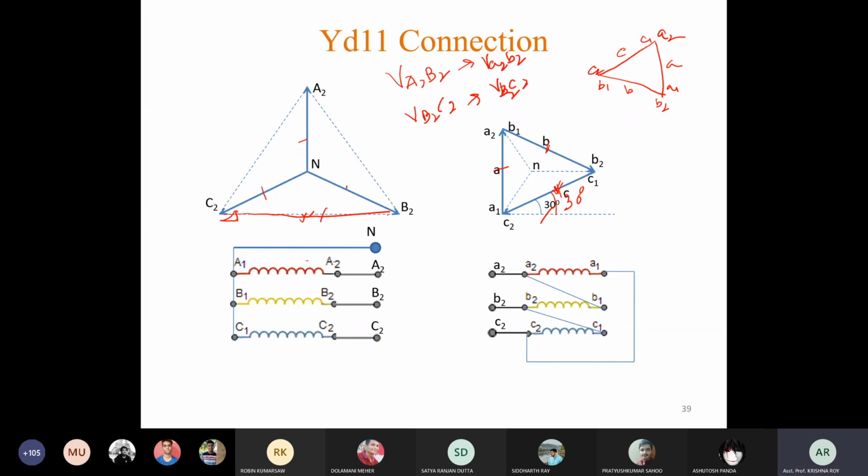So if you draw it here, then this angle will be 30 degree. So this is C2, and this is small b2. This EMF is ahead of this EMF by an angle of 30 degree. Clear? Yes, sir. Okay.